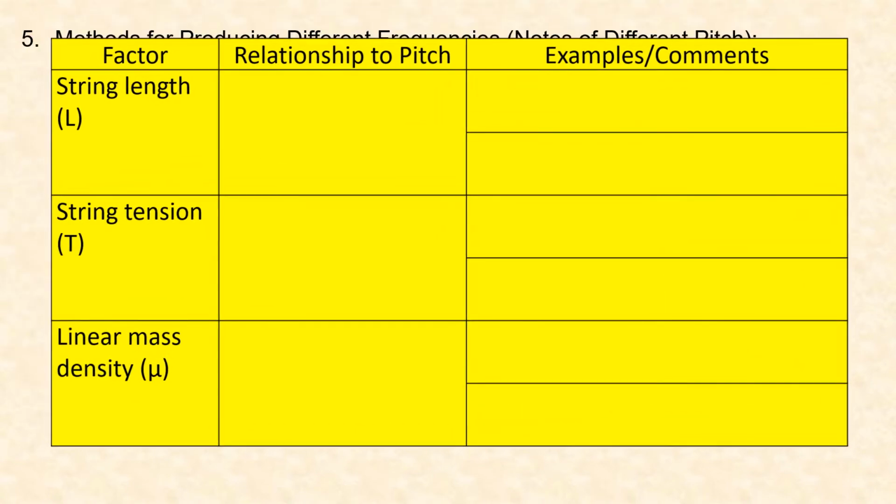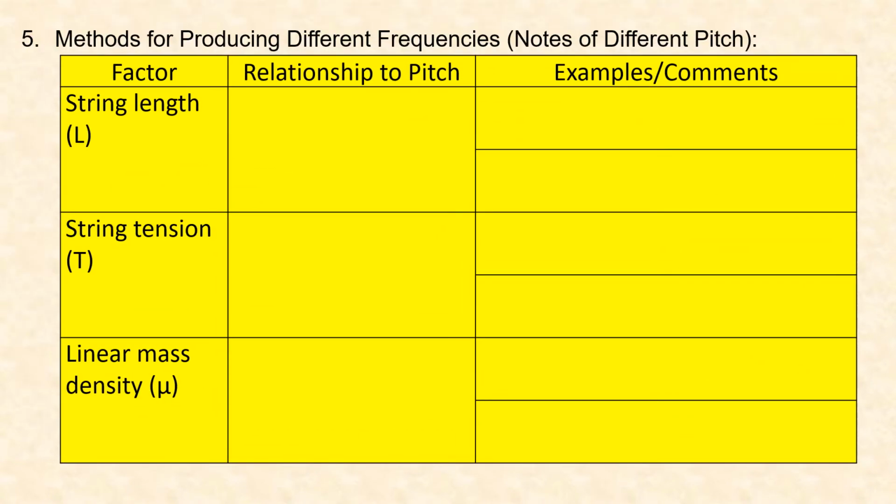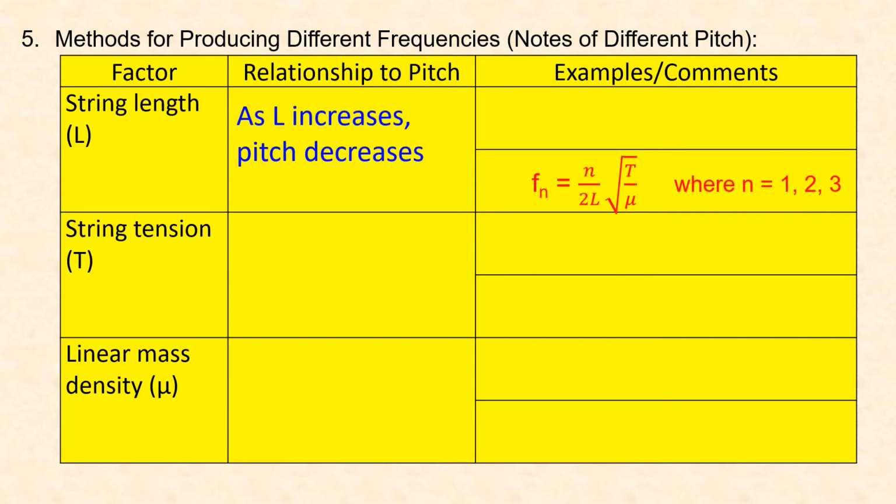So from this expression for the resonant frequencies that we derived on the previous slide, we can see how notes of different pitch, different frequencies are produced for a stringed instrument. So there are different ways to produce these different notes. Let's take a look. First of all, we see the dependence on string length. There's an inverse relationship between the length of the string and the frequency of the standing wave produced. That inverse relationship tells us that as the string length increases, the pitch decreases.